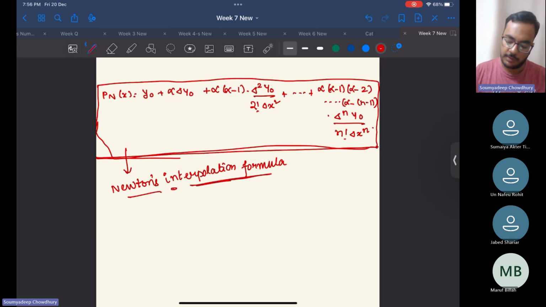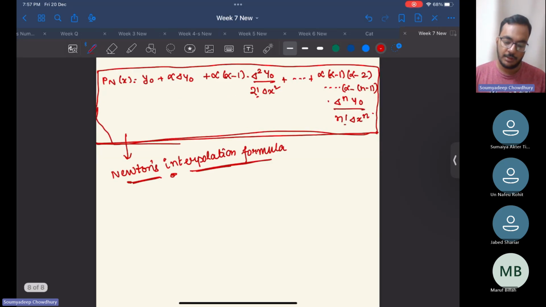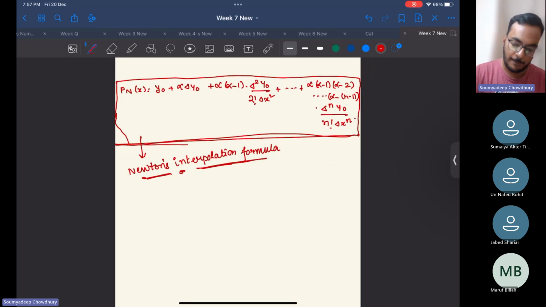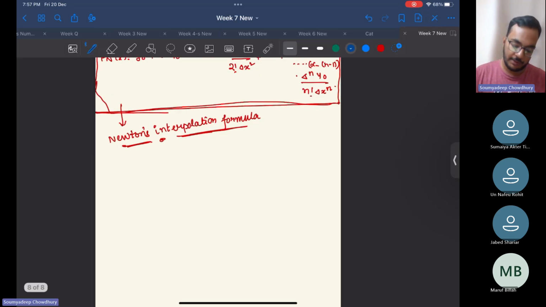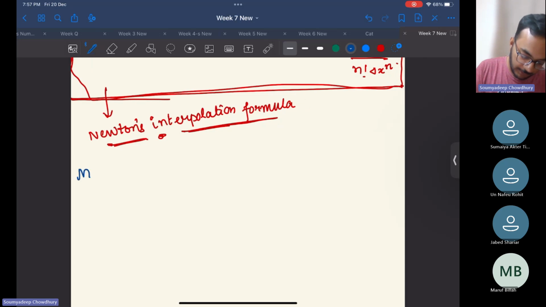So this is Newton's interpolation formula. Now we see a numerical example, then we move into the next topic. We will see two examples here, then we'll see the math. Before we see the example, we can look at the matrix approach: how we can find these coefficients using the matrix approach.